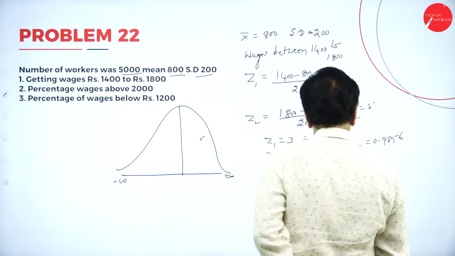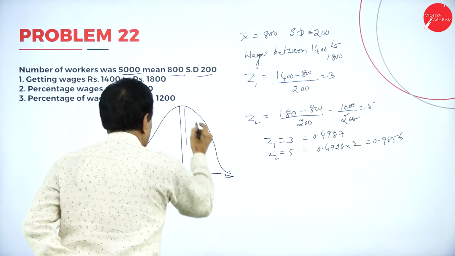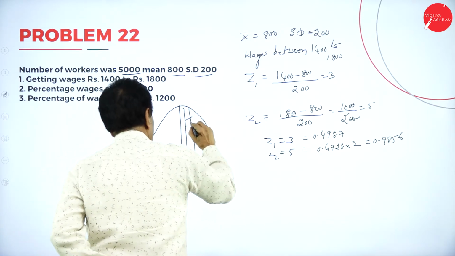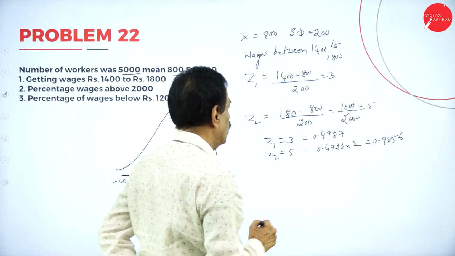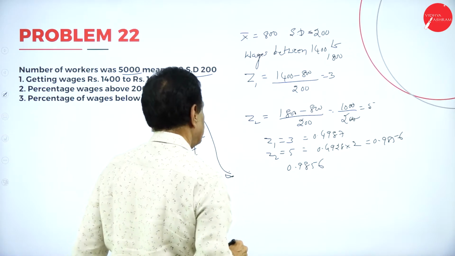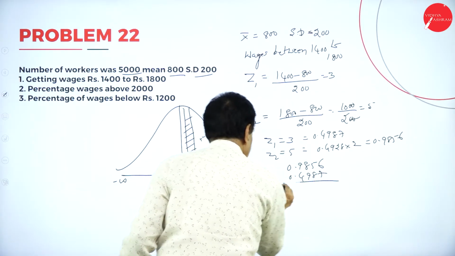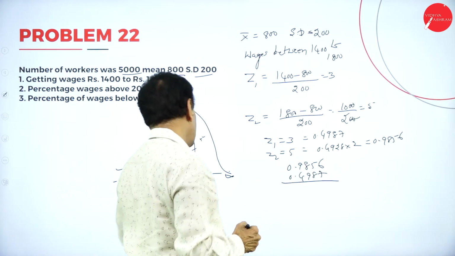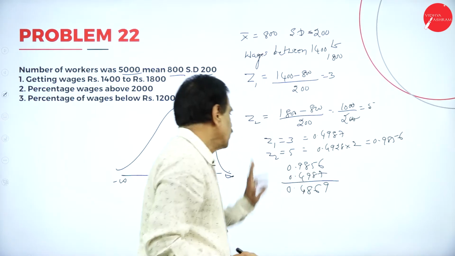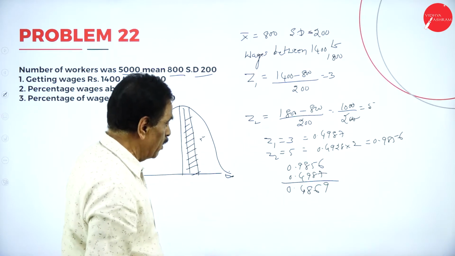Positive infinity. What is the first value? First value is 3. Second value is 5. Both are there. What is the highest value? 0.9856. What's the value for 3? 0.4987. From the highest value, deduct the lowest value: 0.9856 minus 0.4987, the result is 0.4869.